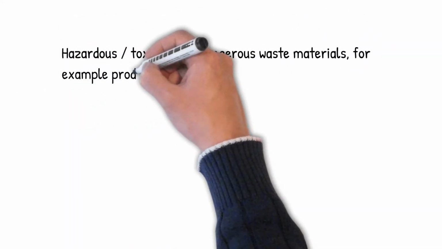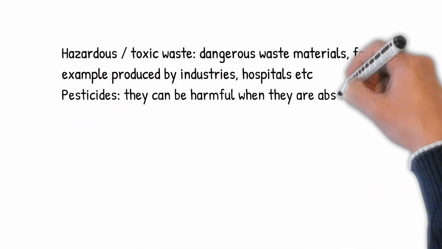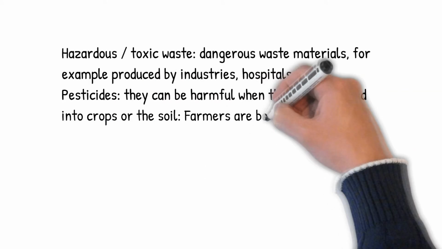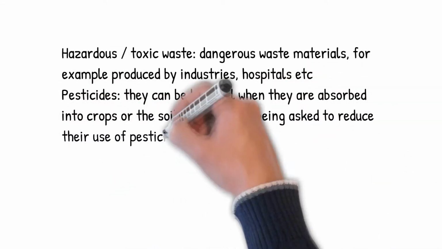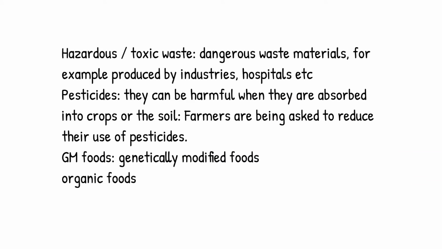Hazardous or toxic waste. These are dangerous waste materials, for example, produced by industries and hospitals. Pesticides. They can be harmful when they are absorbed into crops or the soil. Farmers are being asked to reduce their use of pesticides. GM foods. These are genetically modified foods. Organic foods.